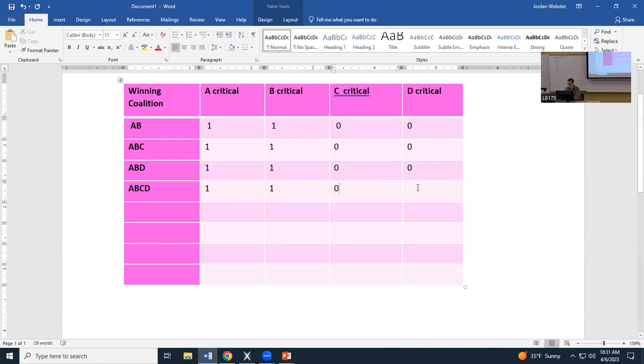So you'll notice that in this case, once I've laid out the table, when you look at the critical counts, A has a critical count of 4. B has a critical count of 4. C and D both have critical counts of 0.